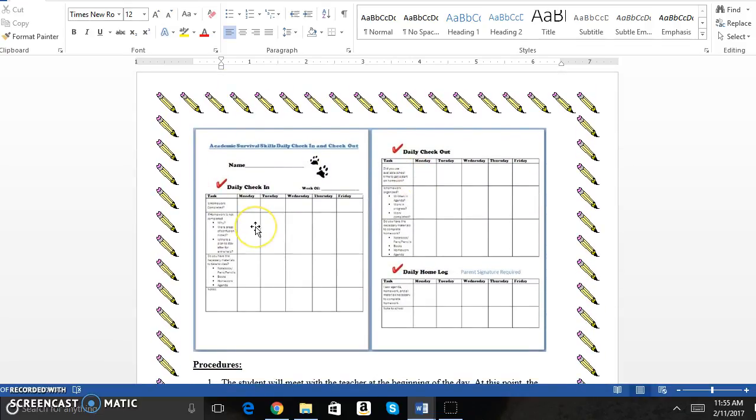This is a real example of what a check-in, check-out system chart might look like. On the left column they have the task or goal, then they have a column for each day of the week. I really like this one because it has a separate chart for the daily check-in, a separate chart for the daily check-out, and a daily home log for parents to sign or leave comments if they'd like. Then in each box, the teacher would either give the student a check mark, an X if they didn't do it, a sticker, or any other thing that they decided as a group.